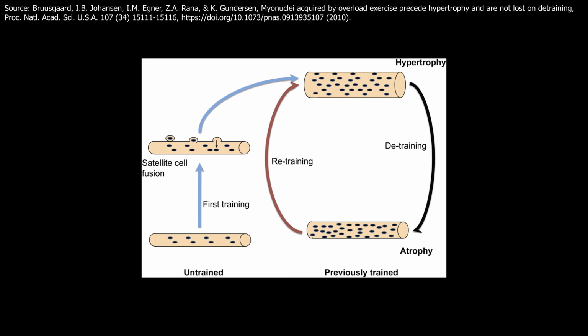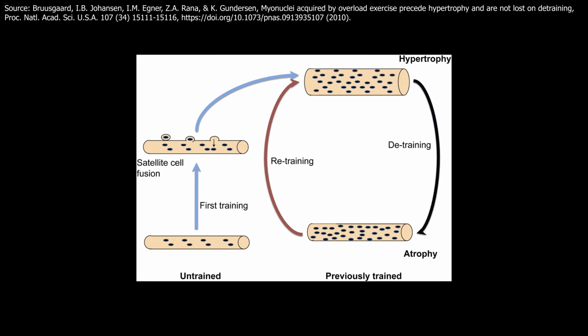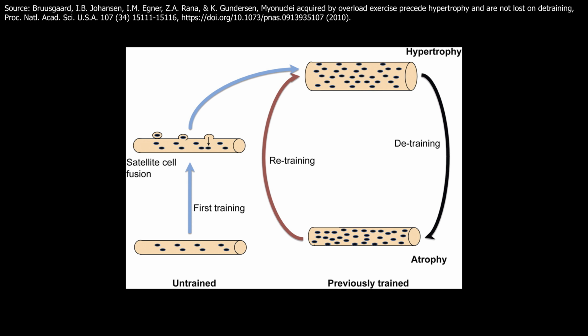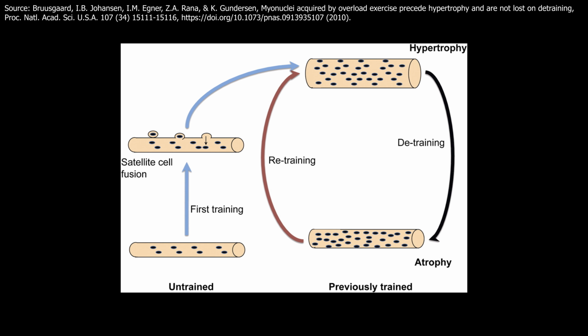During detraining, muscle shrinks and extra myonuclei remain. During retraining, protein synthesis can increase immediately because the myonuclei never left, so no need to recruit many new nuclei again. Hypertrophy should therefore occur way more rapidly. And ladies and gentlemen, this is the process known as muscle memory.